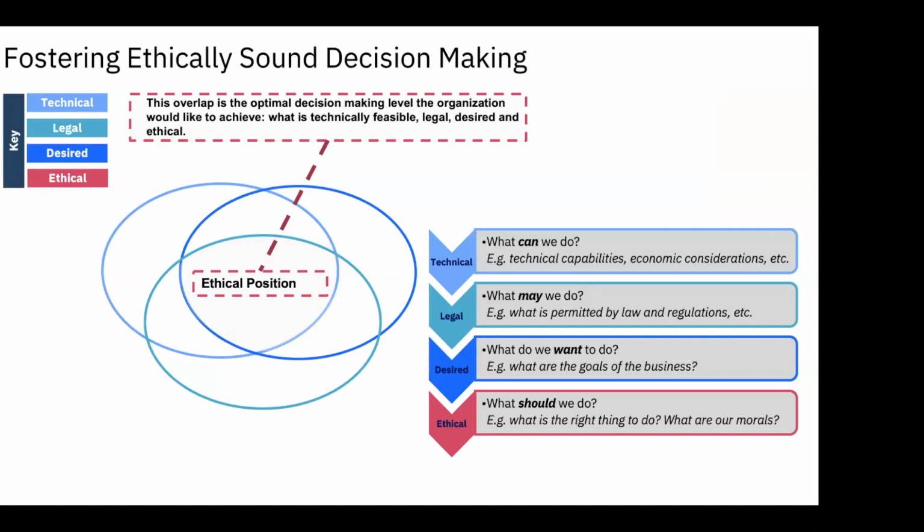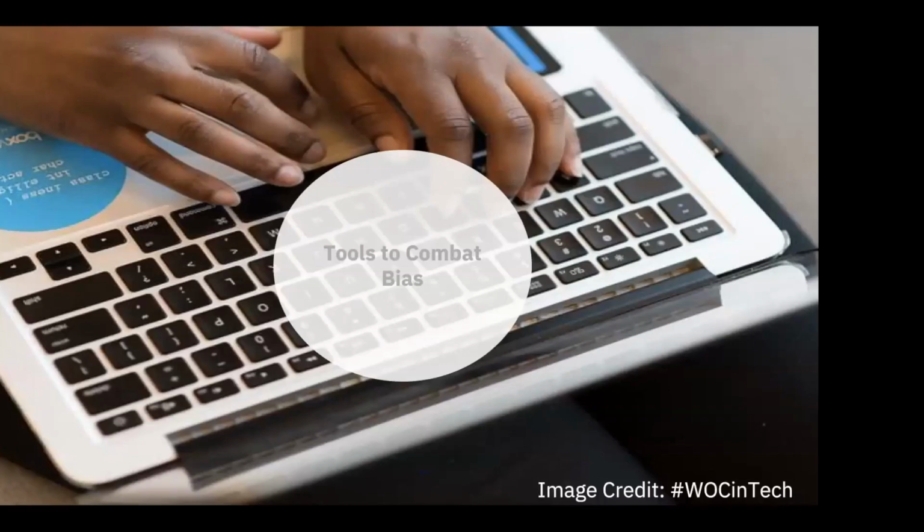So the overlap of having a model that is technically feasible, legal, desired, and ethical is actually the right decision that an organization would like to achieve. And we should make sure that all of these are checked and are valid for the decisions that have been made by our automated systems.